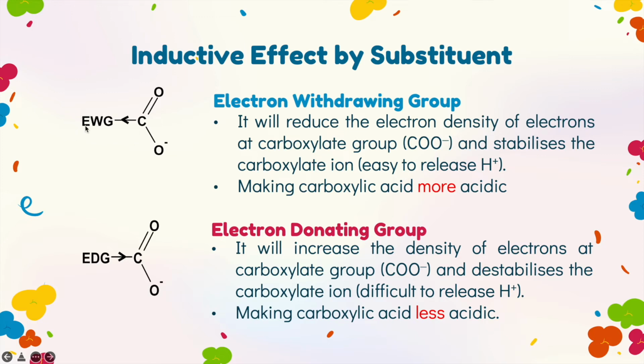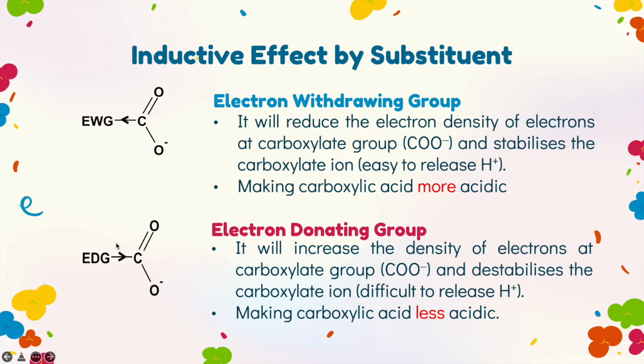So when it attracts the electrons towards itself, in the carboxylic acid we have OH, making the OH bond weaker. When the OH bond is weaker, it's easy to release the H+, making it more acidic. Easy to release H+, making the carboxylic acid with an electron withdrawing group more acidic.